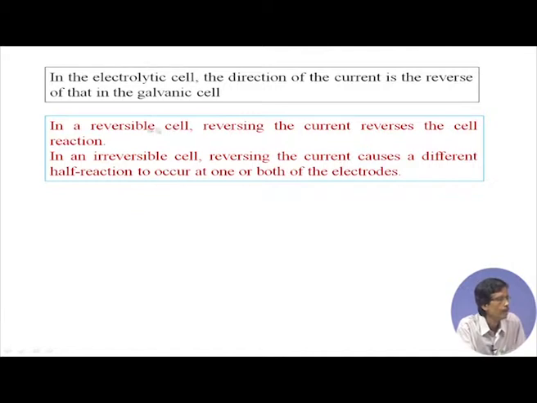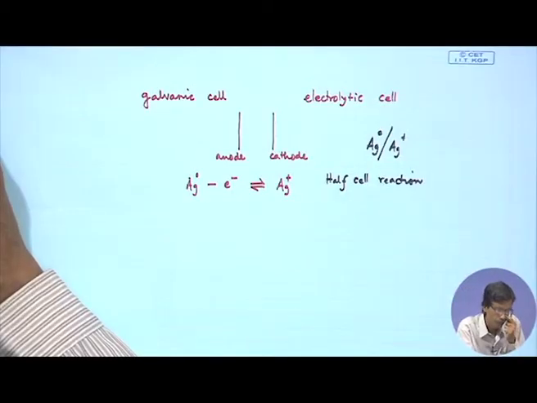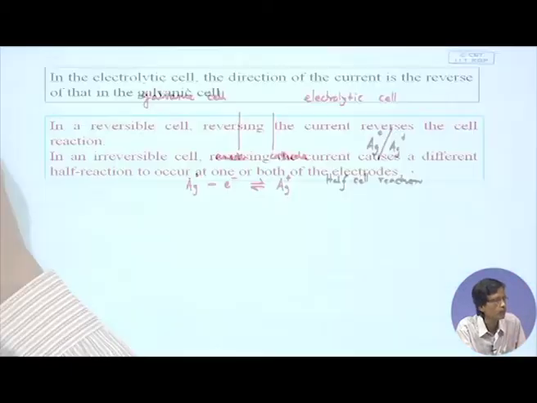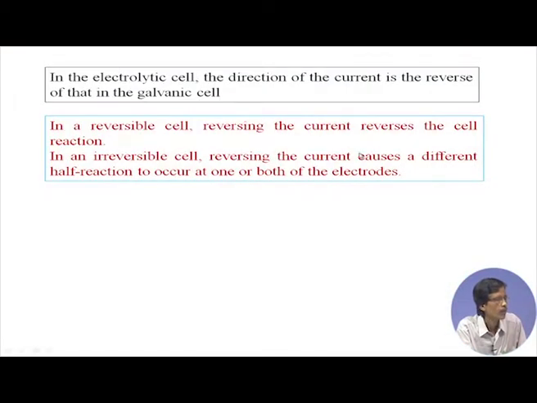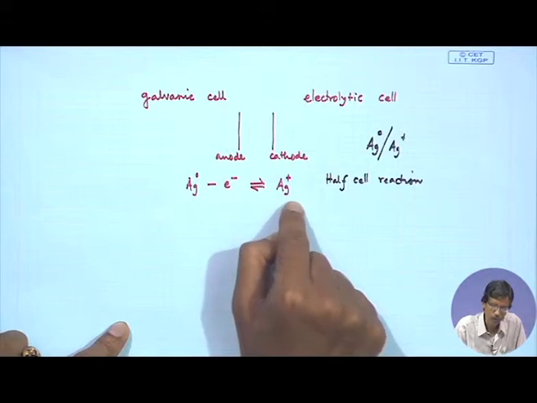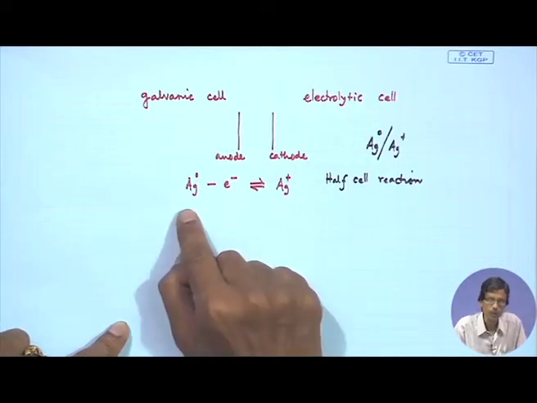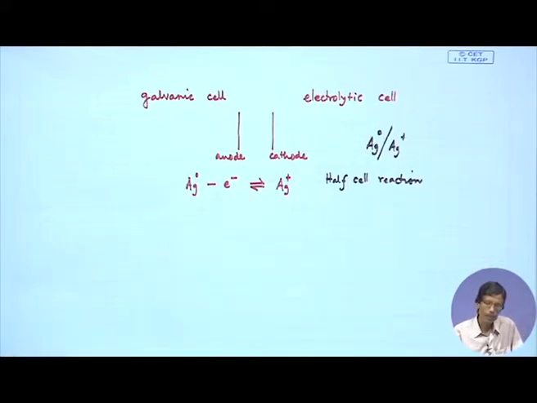If we have a reversible cell, reversing the current reverses the cell reaction. That means the direction of the current in one particular direction supplies electrons, and if we supply electrons at the other electrode, reversing the current reverses the cell reaction. If we go from silver 0 to silver ion, then on reversing, silver ion will go to silver 0 for a reversible reaction.